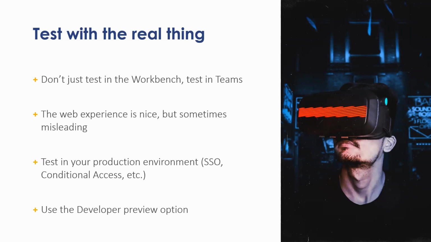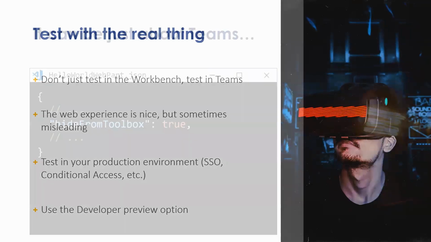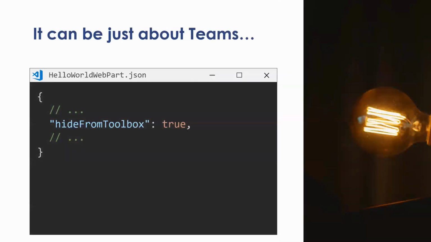Super important. You're going to be able to test your production environment, including your SSO, your conditional access, and everything, sometimes you could be hit hard by those surprises at the end. And also, think about it. It can also be just about Teams. You can hide a web part from SharePoint and never hear again about this web part in SharePoint.